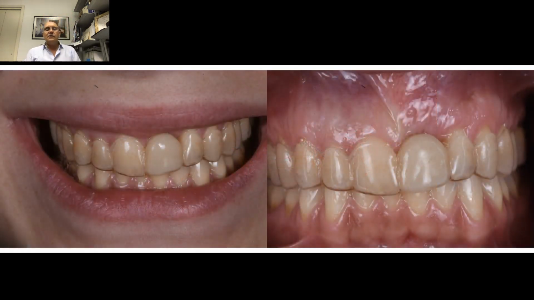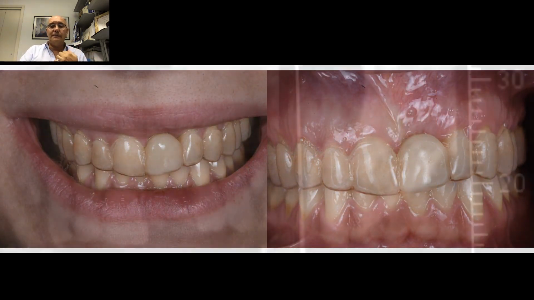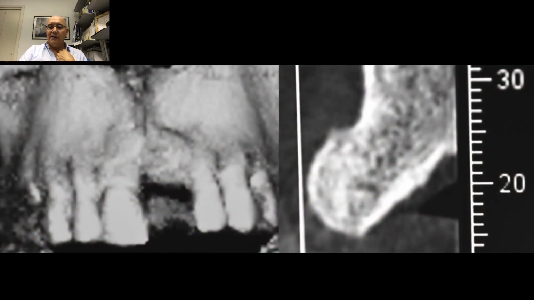So about 8 months later, we reevaluate the situation. The situation looks very good, very healthy. So we take a new CBCT, and we are very impressed by the fact that in the new CBCT you can see that in red dots it's the original ridge, and in the white dots you can see the regeneration.